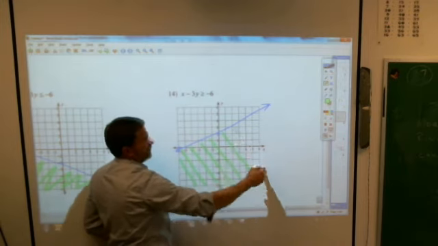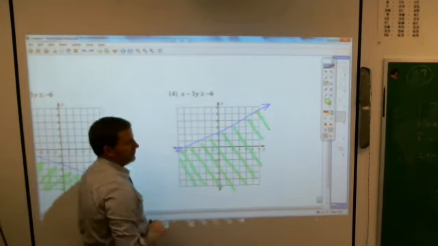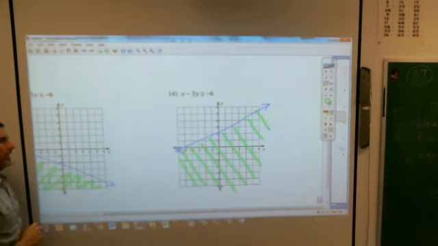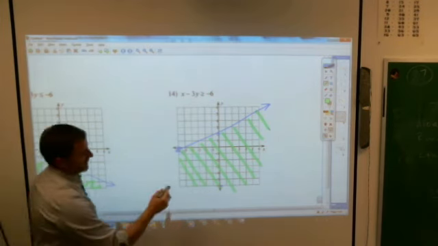So whenever you graph one in standard form, that should be your first look and think, is that a negative? If y is negative, you're going to think the opposite. How about that?